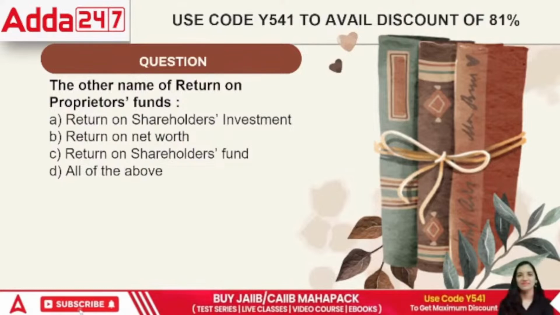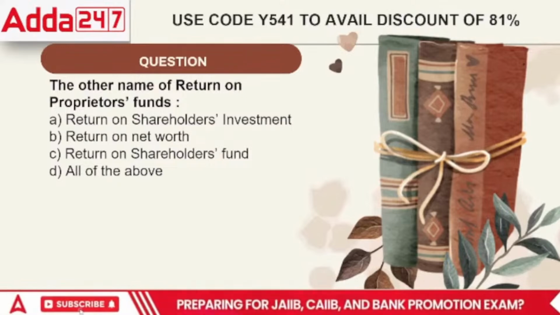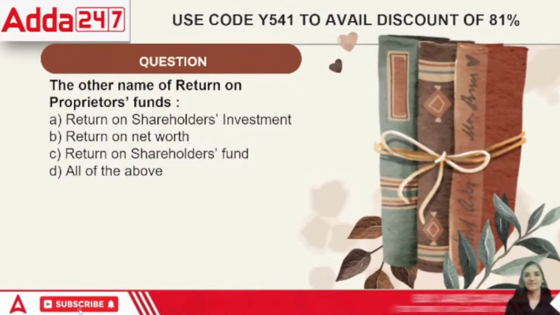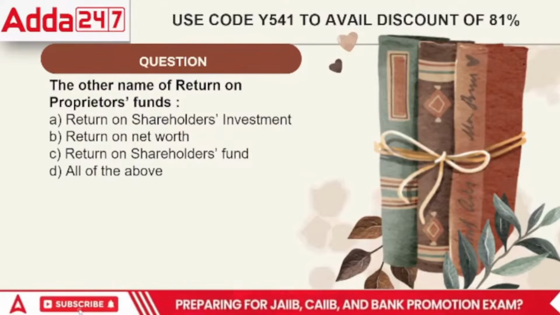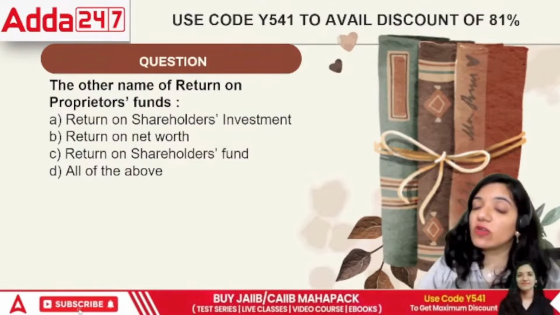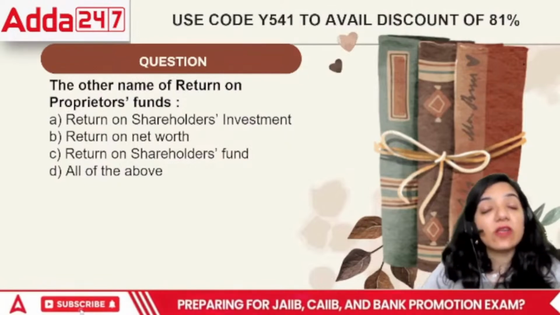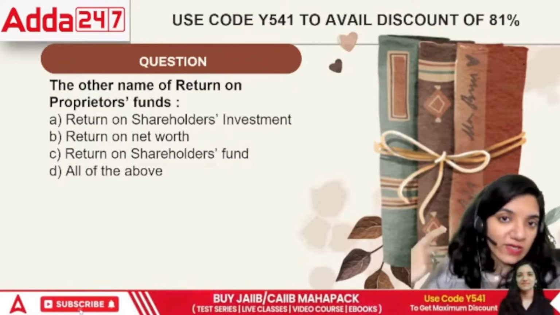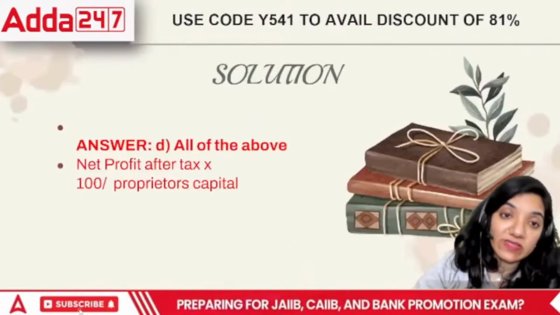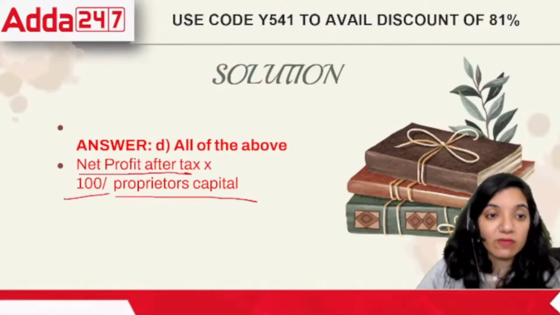The other name for return on proprietors funds: proprietors funds is whatever the businessman has invested in the business, and what is the return he's getting. First one is shareholders investments, it's the same point. Then in terms of net worth, how can we specify? Net worth can be the total amount which is invested by the owners of the organization. Again, shareholders. Return on shareholders funds is also the same. So all these three refer to return on investments. Then what is the formula? That is net profit after tax divided by proprietor's capital multiplied by 100.